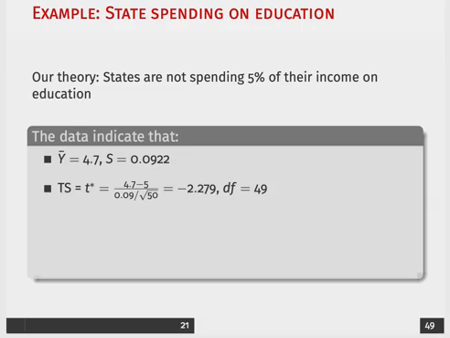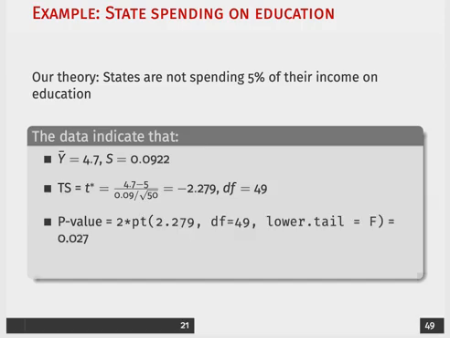Now, this is a little more meaningless to me because it's not referencing a normal distribution, but we've got our degrees of freedom here at 49, so we can calculate our p-value using R. Notice here that we're running a two-tailed test. Why is that? It's because we're interested in whether or not they're spending exactly 5%, not above or below.